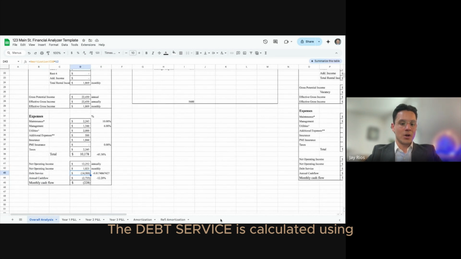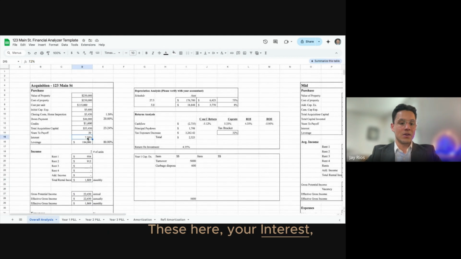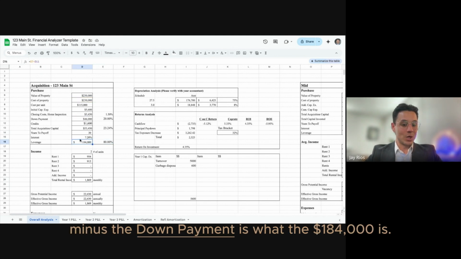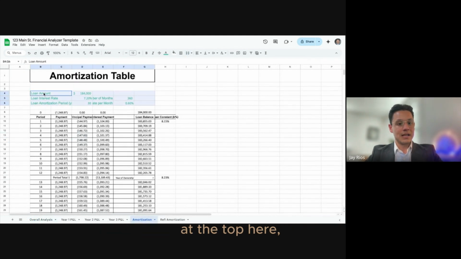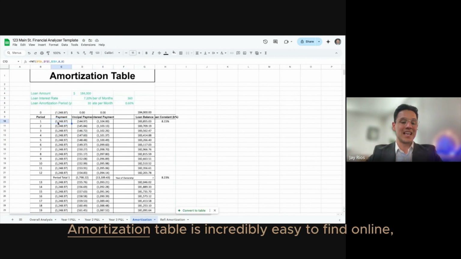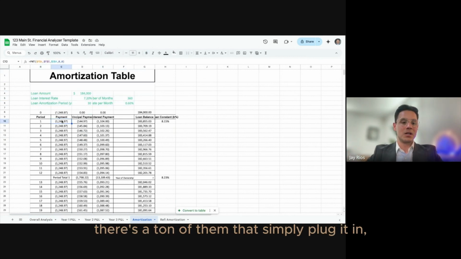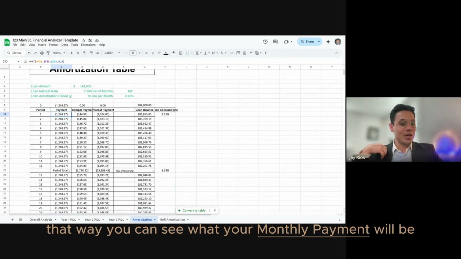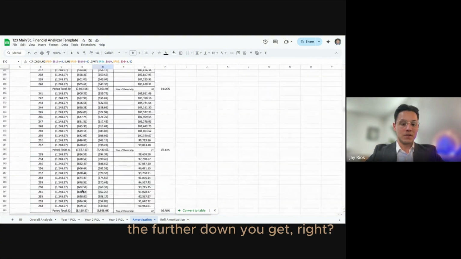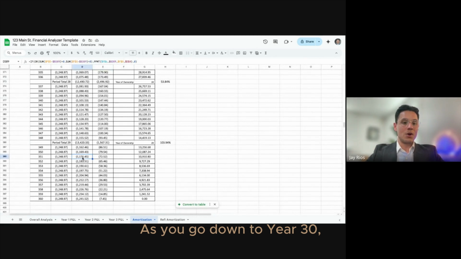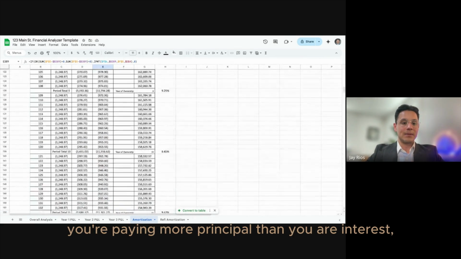The debt service is calculated using some numbers that we actually skipped over at the beginning. These here, your interest, your years to pay off, your leverage, what the purchase price is minus the down payment is what the 184 is. These three numbers are then plugged into this amortization tab over here at the top, and that'll get you what your monthly payment is. Amortization table is incredibly easy to find online. There's a ton of them to simply plug it in. That way you can see what your monthly payment will be, what your principal and interest will be, and how those will eventually inverse themselves the further down you get, right? As you go down to year 30, all of a sudden you're paying more principal than you are interest because that's just the way the loan works.